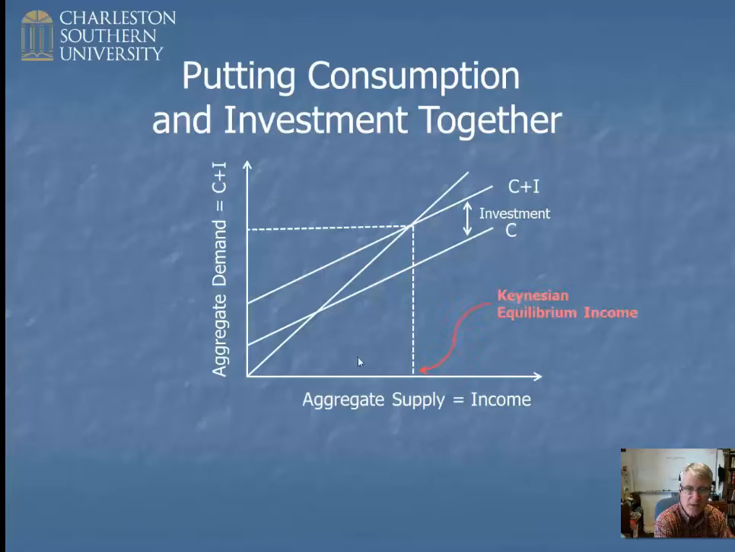Alright, so this is called Keynesian equilibrium for this model, because remember, there's no G and there's no Xn. Later on this semester there'll be other things here, but for now C plus I is aggregate demand, so this would be equilibrium.